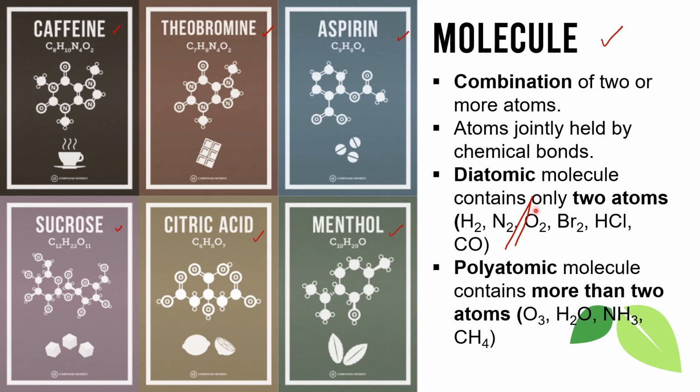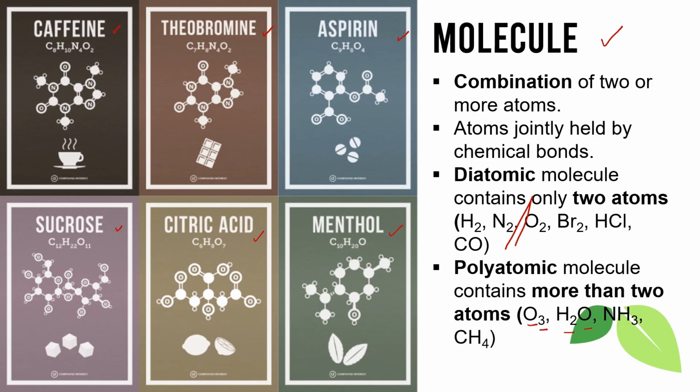A diatomic molecule contains only 2 atoms such as H2, N2, O2, Br2, and many more. And a polyatomic molecule contains more than 2 atoms in the same molecule. For example, O3 consists of 3 oxygen atoms. H2O consists of 2 hydrogen atoms and 1 oxygen atom. So this is a polyatomic molecule.